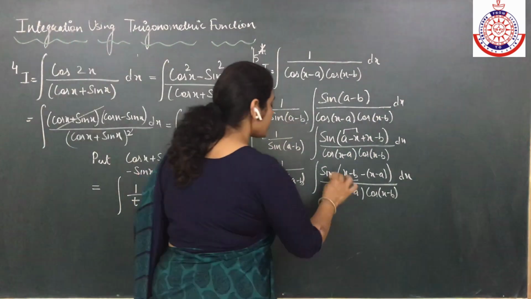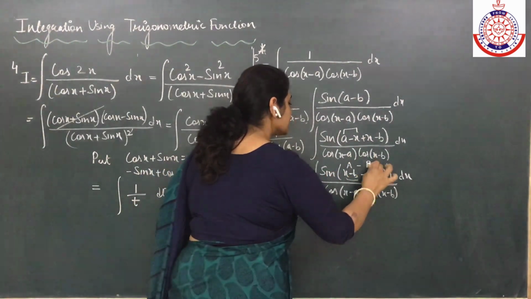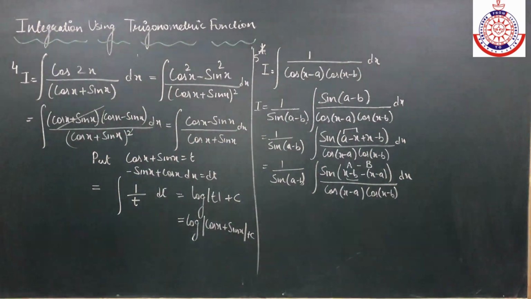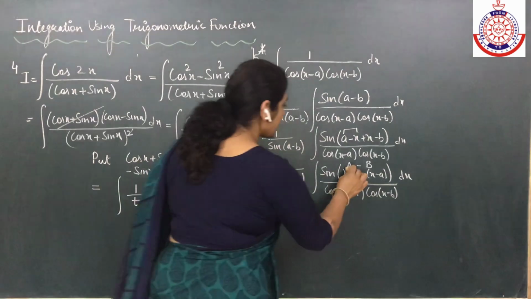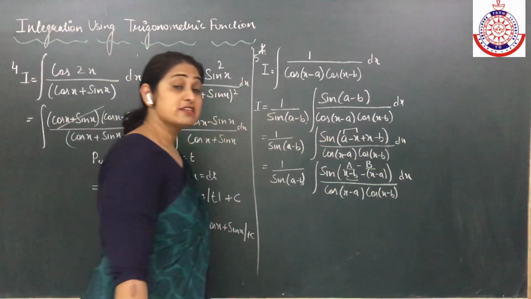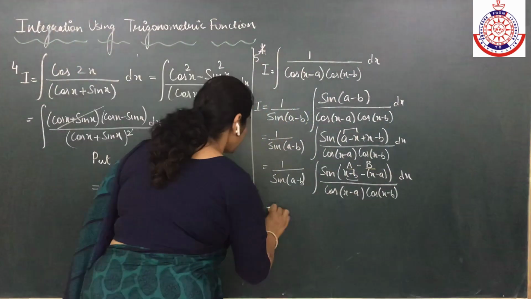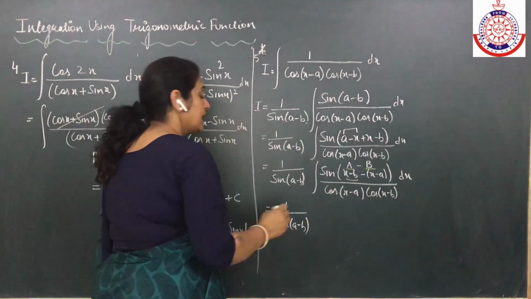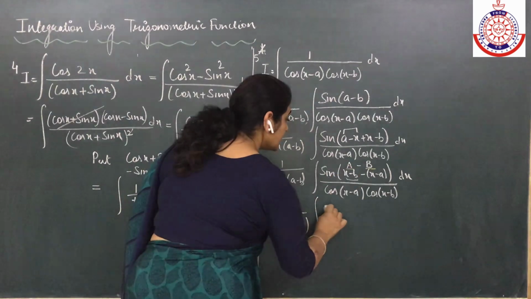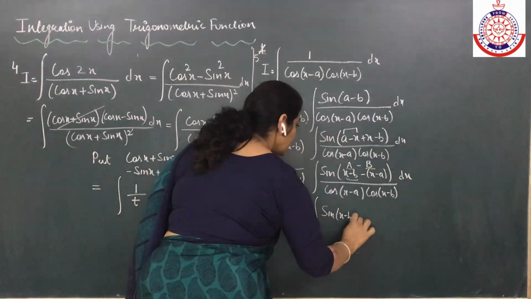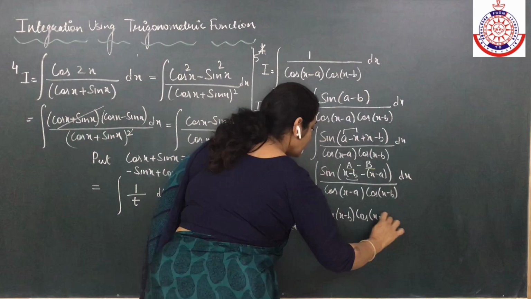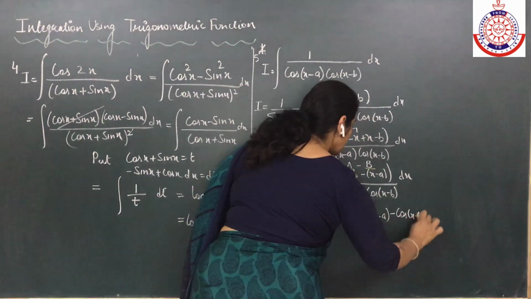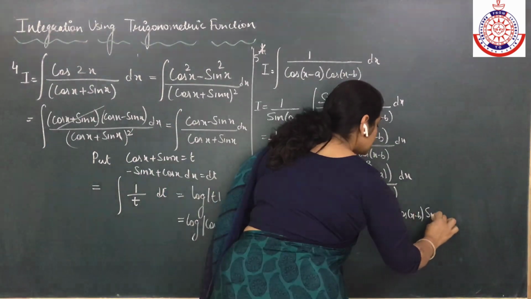Now apply the formula of sine a minus b. What is the formula of sine a minus b? You all know. That is sine a cos b minus cos a sine b.